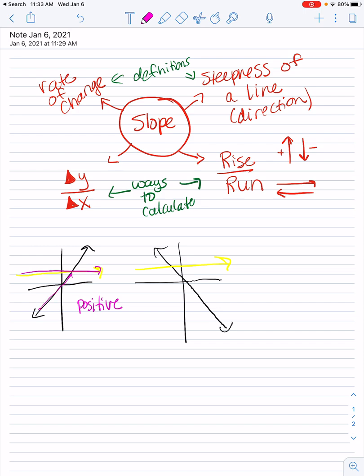If we look at the second example, reading from left to right, if we start here and read to the right, this line is going down. So this would be a negative slope. So that's one thing you're going to want to make sure of whenever you get a graph: identify whether it's a positive or a negative slope.